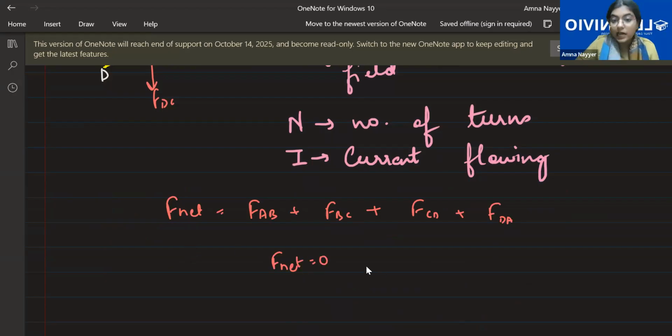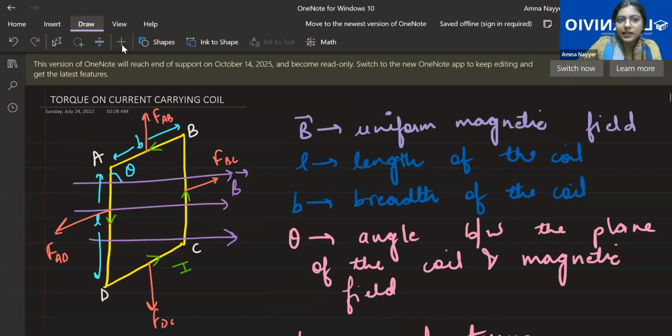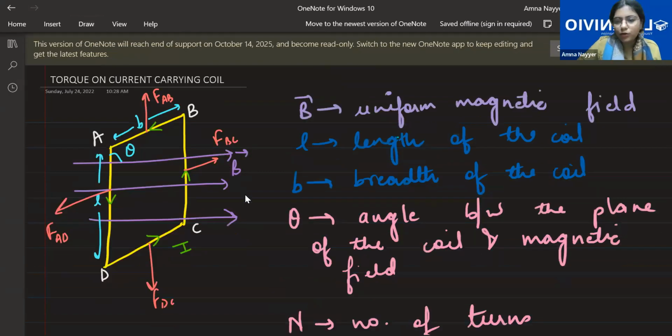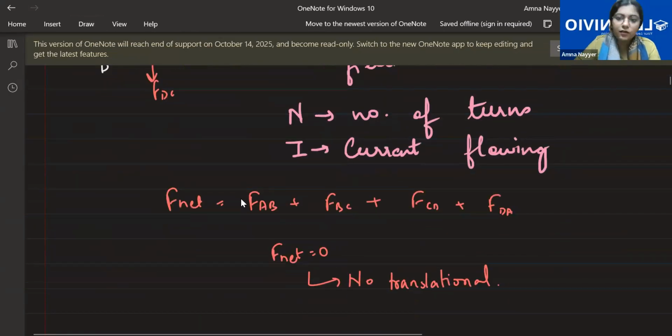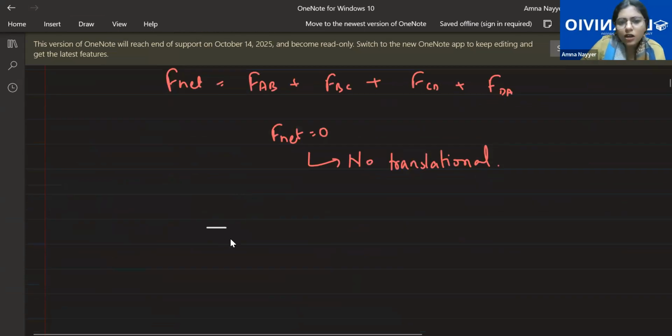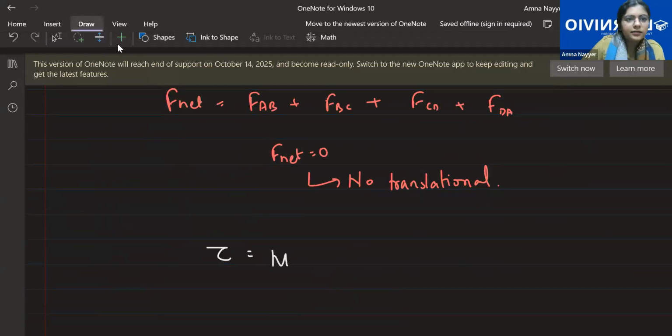So no translation. Just remember this. That's why I just told you this whole force theory. Otherwise, this is not necessary here. No translation. But remember there will be a torque existing. Torque, I hope you know from class 11, is rotational. So torque has a few formulas. Just remember the formula.